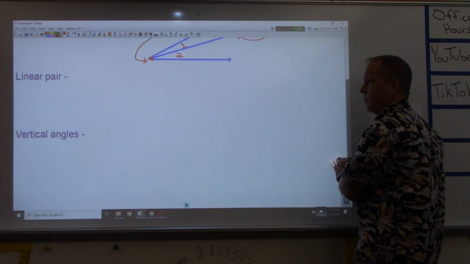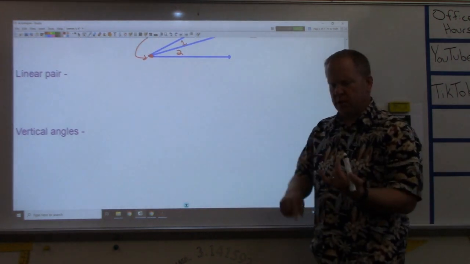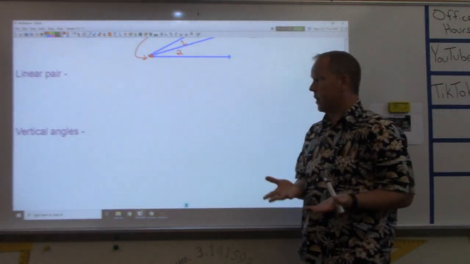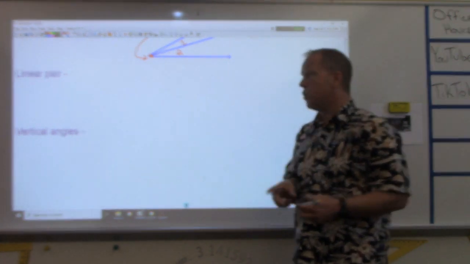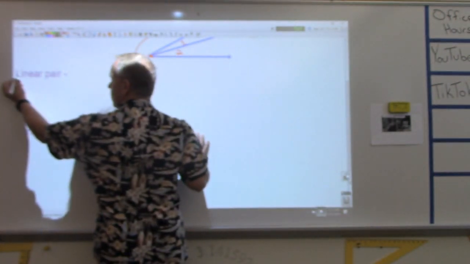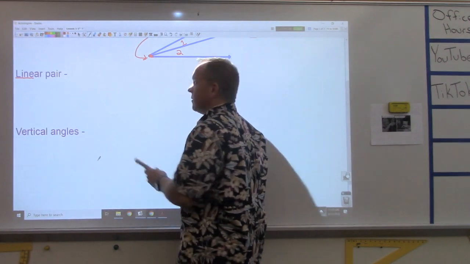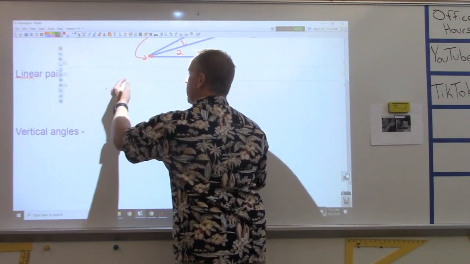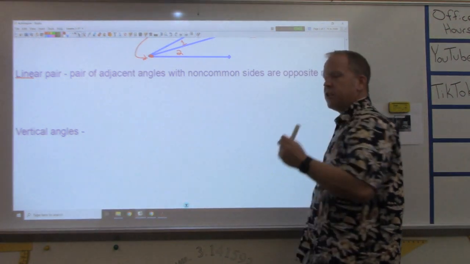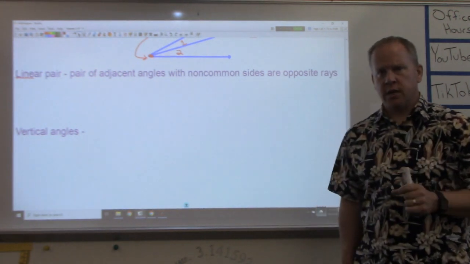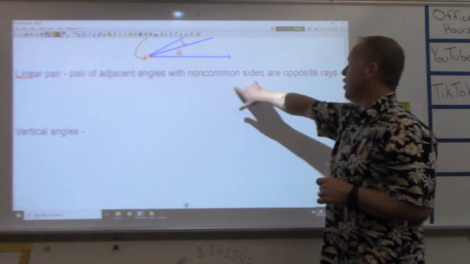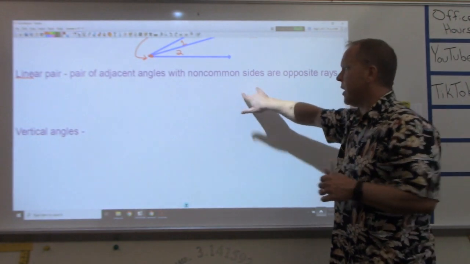Linear pair. Folks, look at the word. First off, it's a pair, so it's like sneakers, okay? You have to have a pair. Just two, and if you look at the first word, it literally starts with the word line. So if I have a linear pair of angles, those are a special type of adjacent angles. They are adjacent angles, but their non-common sides are opposite rays.